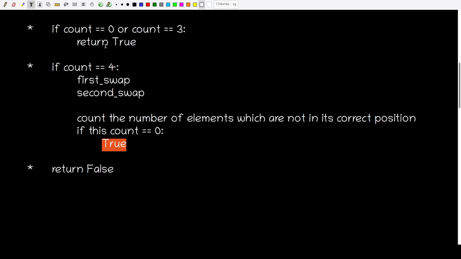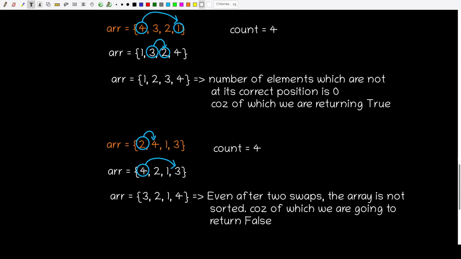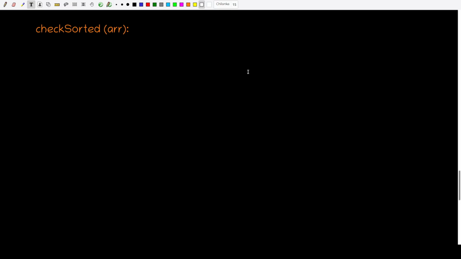So that's the whole idea behind solving this problem, folks. Now let us discuss the pseudocode of this problem. So let us say we want to check sorted and an array is given to us. So the first thing which we are going to do is we are going to count the number of elements which are not at its correct position.